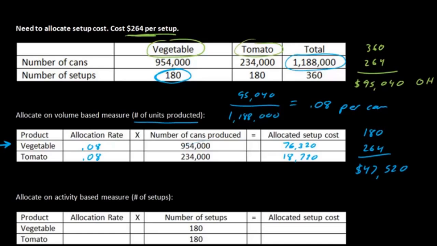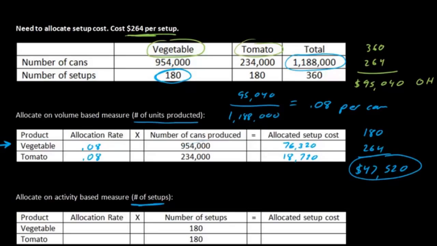So this 76,320 that we came up with when we allocated based on a volume-based measure like units is not at all avoidable. We wouldn't avoid all that cost if we eliminated the vegetable soup line. The only amount that we would avoid is this 47,520, and that's what we would actually avoid. So our allocation method is giving us bad information. Allocating based on a volume-based measure in this case doesn't work really well.